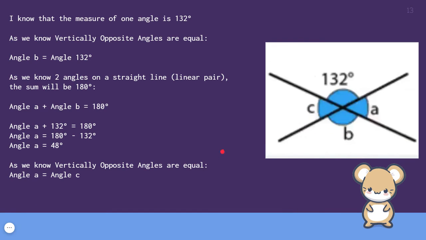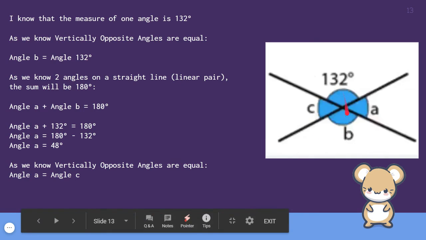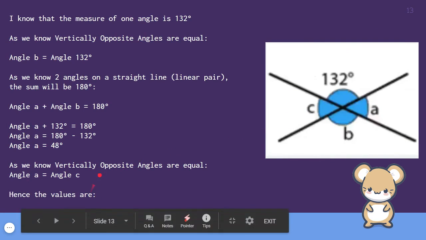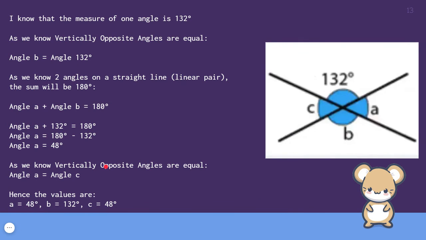Now you can see the steps clearly, where I actually found out the value of B first because of vertically opposite angles. Then I found the value of A because of linear pair. And then again vertically opposite angles, I got the answer for C. That means the values are here. A is going to be 48, B is going to be 132, and C, because it's going to be equal to A, it's going to be 48 degrees. You can pause this video to write this in your notebook and try to understand this better.